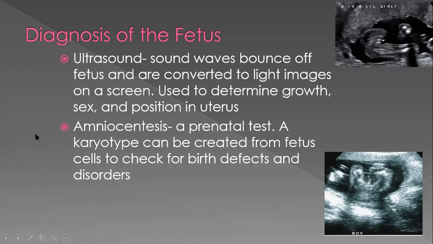Amniocentesis, a prenatal test. A karyotype can be created from the fetus cells to check for birth defects and disorders. So I've got a picture on the next slide that explains this a little bit more. Remember, we talked about karyotypes earlier in the year, where you can take a person's DNA and make a picture of their chromosomes, and you can learn about them. Remember, an example of a birth defect is chromosome 21, also known as Down syndrome. So in the 21st set of chromosomes, there would be a non-disjunction, which would cause 3 to be in that spot, and that is Down syndrome.